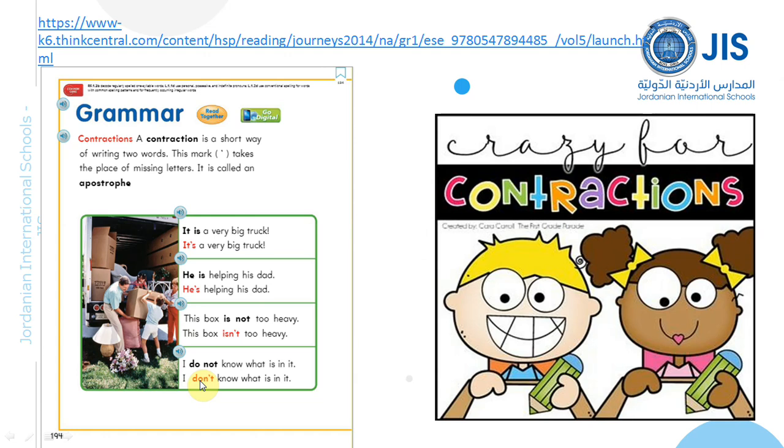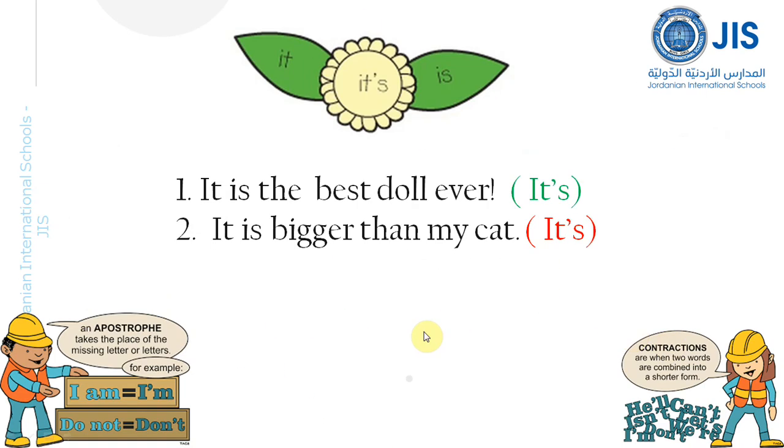So this is the contraction. What is the contraction? It's a short way of writing two words together. We add the apostrophe in the place of the missing letters. Let's see the other one, or the first word, that we're going to talk about. It plus is gives us it's.